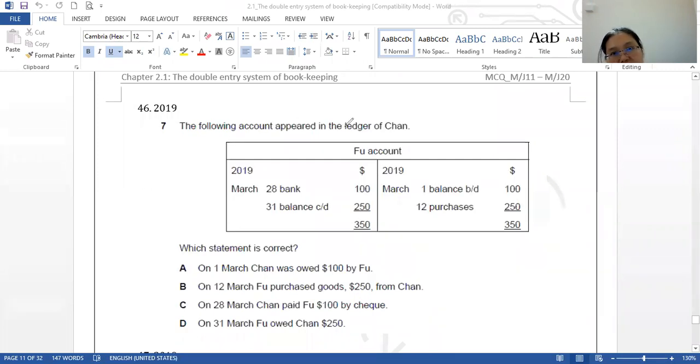The following account appears in Chan's account. So this is a repeated question again. On the first of the month Chan owed, so this balance brought down is on the credit side. This is a trade payable, or supplier. So on the first of the month, Chan owed 100 to Fu, not by Fu. On 12 March, Fu purchased goods 200 from Chan. So this one should be Chan, this one should be Fu. On 28 March, Chan paid Fu 100. Yes, this one is correct. So your answer should be C.